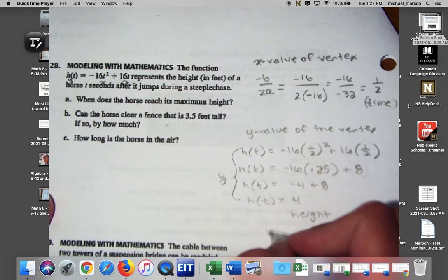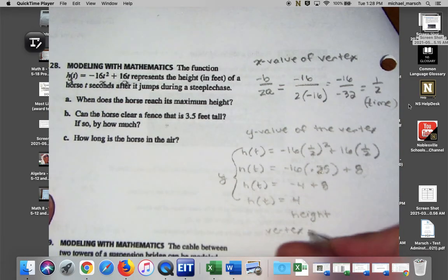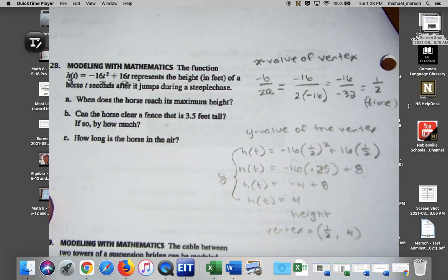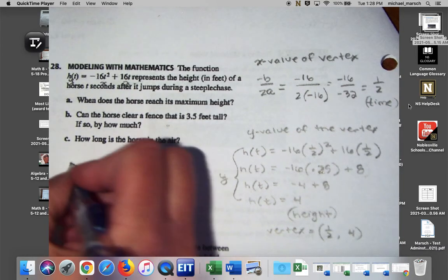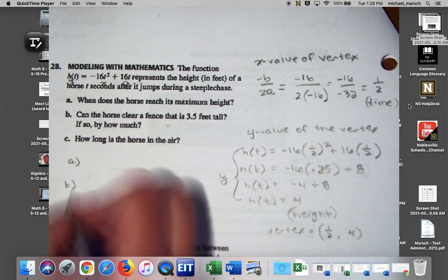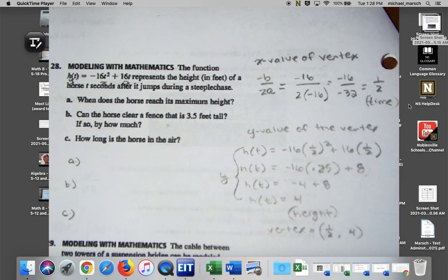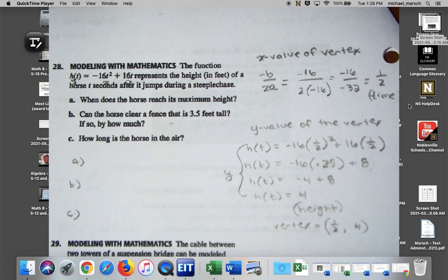So my vertex is 1/2 and 4. Remember, 1/2 is the time, 4 is the height. So now we can answer questions A, B, and C because we know the vertex. So the first thing we had to do was find the vertex. Then we can go back and interpret it to figure out what's happening with the situation.